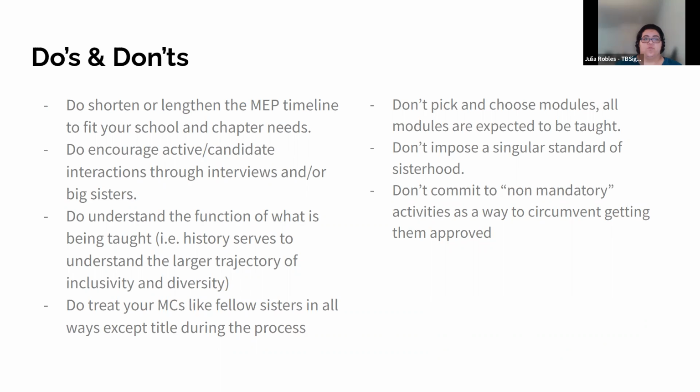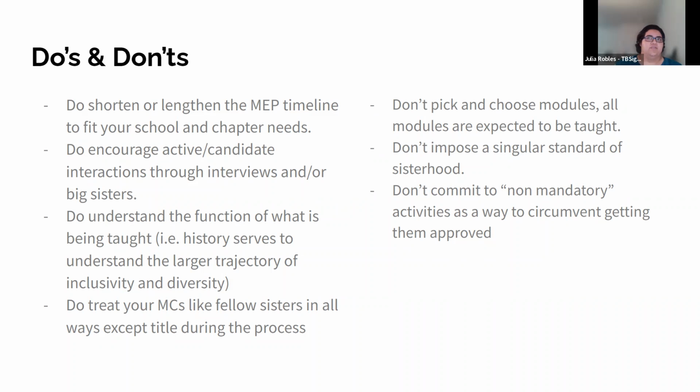We mentioned before that you can shorten or lengthen your MEP timeline anywhere between 4 weeks and 12 weeks. Within those, you can do whatever is most comfortable for your school. If your school is only in session for a couple of weeks, not a full 12, you don't want to be doing the MEP, the membership process, past your semester length or your trimester length.